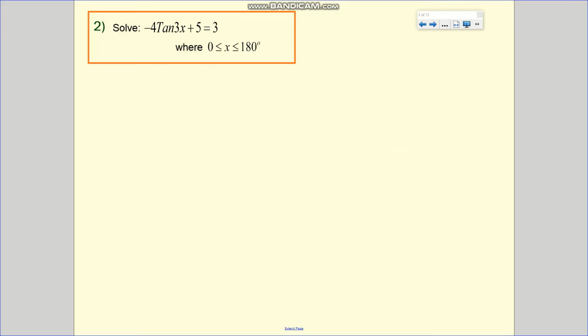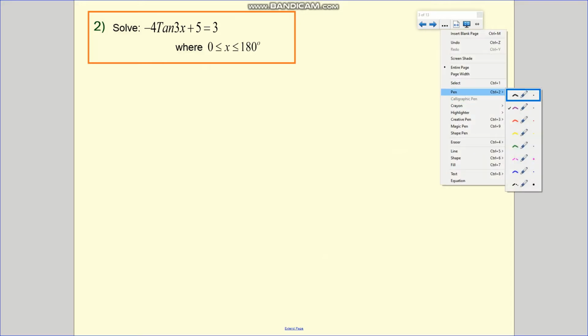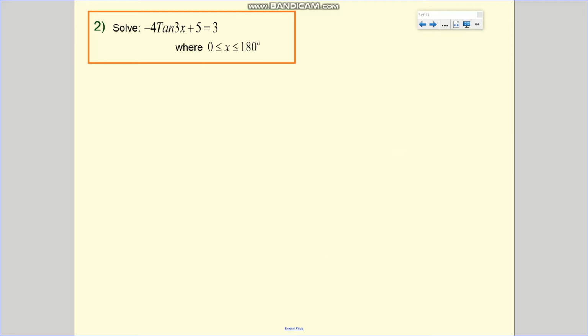Alright, the second question is a trig equation that we have to solve. First thing I'm going to do is rearrange my limits. So instead of 0 is less than or equal to x, which is less than or equal to 180, I'm going to say 0 is less than or equal to 3x, which is less than or equal to 540. I'm going to be doing a spin and a half around the CAST diagram, because 540 ends us just before the tan quadrant the second time you spin around the CAST diagram.